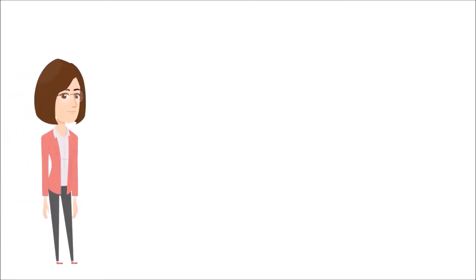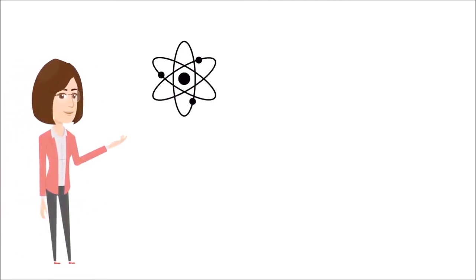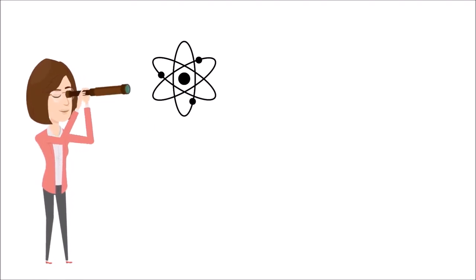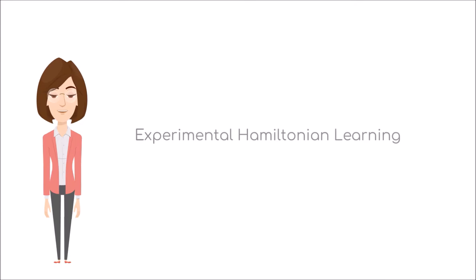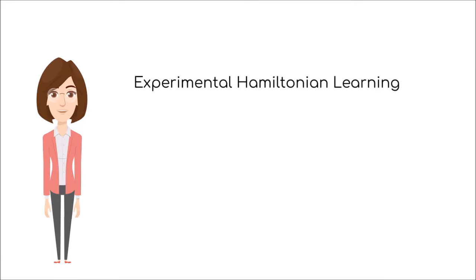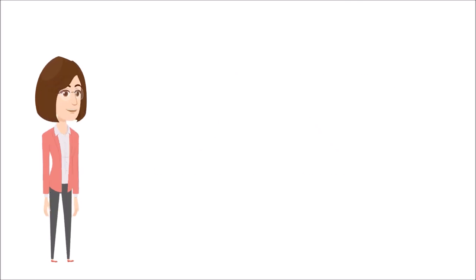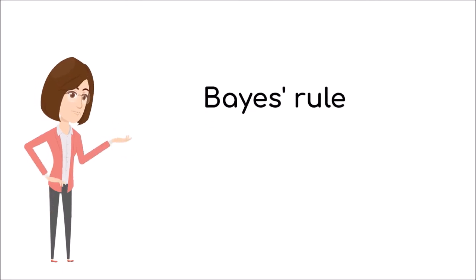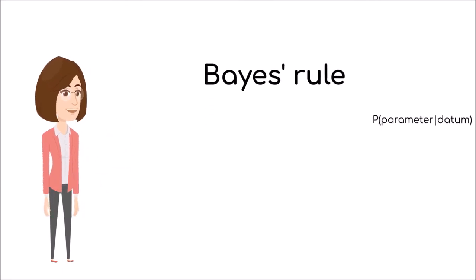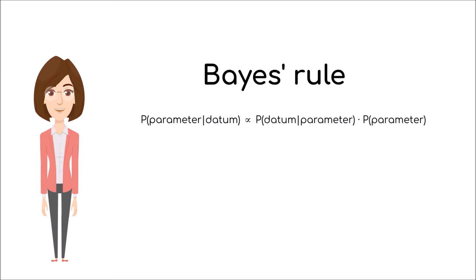Say we have a system, and we want to learn more about it through observation of its behavior. Experimental Hamiltonian learning may provide a way of doing so by measuring and simulating it. For that, we use the Bayes rule, which allows us to characterize a probabilistic phenomenon by sampling from it.